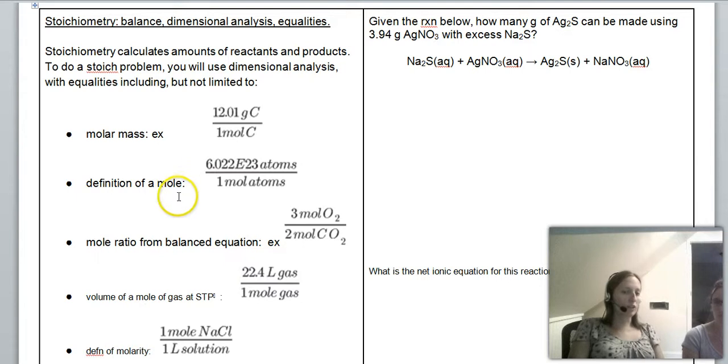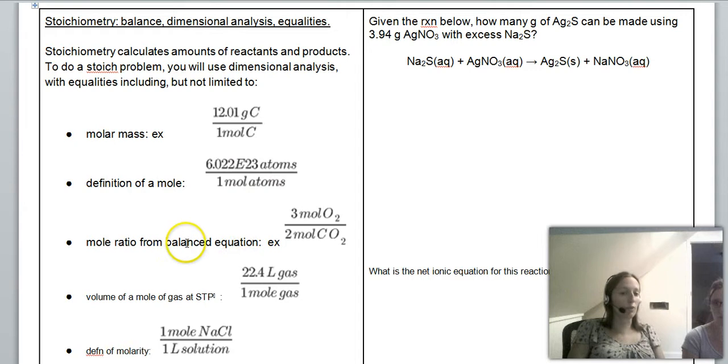Another equality is the definition of a mole equality, which is 1 mole of any kind of particles, 1 mole of anything, is the same as Avogadro's number of that thing. So 6.022 times 10 to the 23rd atoms is a mole of atoms. That is a true statement. If this was 2 moles of atoms is 6.022 E23 atoms, that is untrue, and that is going to give you a bad answer. So it's important that these equalities must be true statements. You must cancel the units.